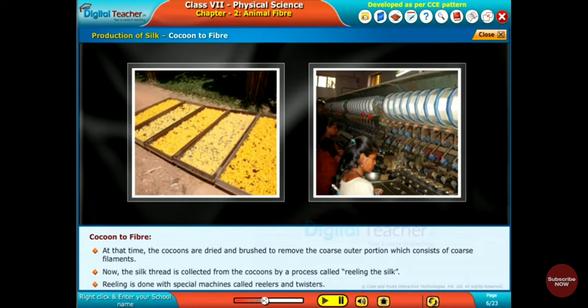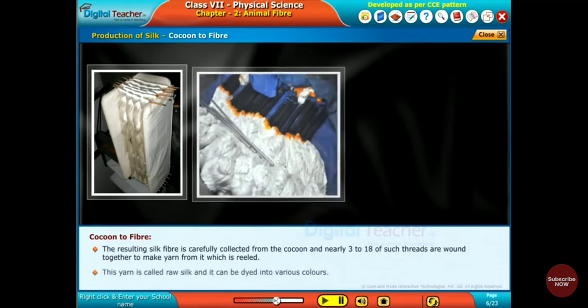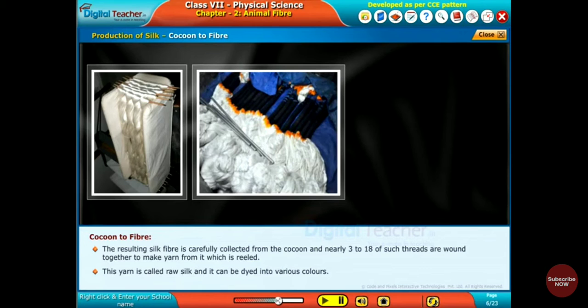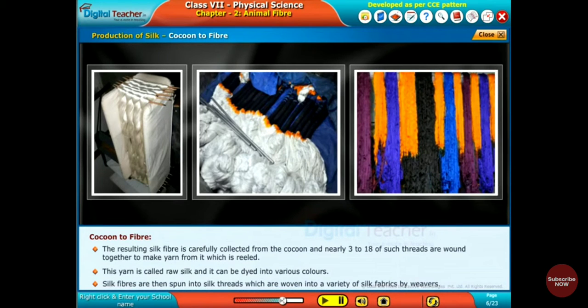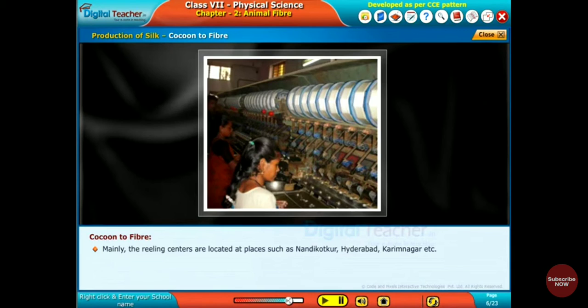Reeling is done with special machines called reelers and twisters. The resulting silk fiber is carefully collected from the cocoon and nearly 3 to 18 of such threads are wound together to make yarn from it, which is reeled. This yarn is called raw silk and it can be dyed into various colors. Silk fibers are then spun into silk threads, which are woven into a variety of silk fabrics by weavers. Mainly, the reeling centers are located at places such as Nandikotkur, Hyderabad, Karimnagar, etc.